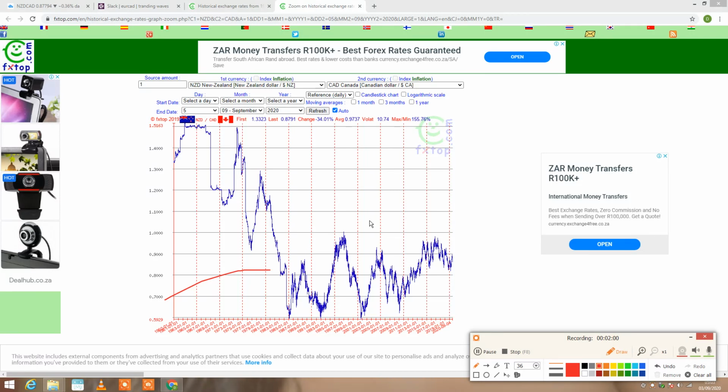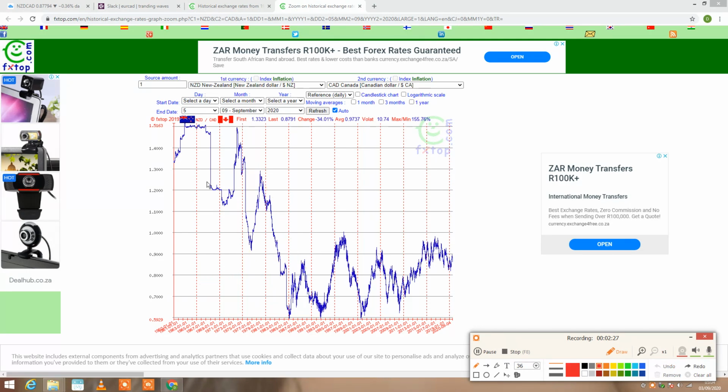As you are seeing here, this is actually NZDCAD. It goes down with a diagonal. This is our diagonal. Let me just check something here. Let me just try to clear something here.